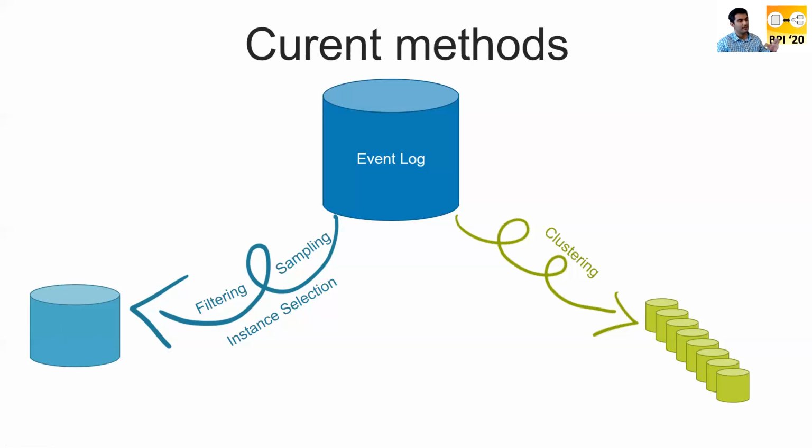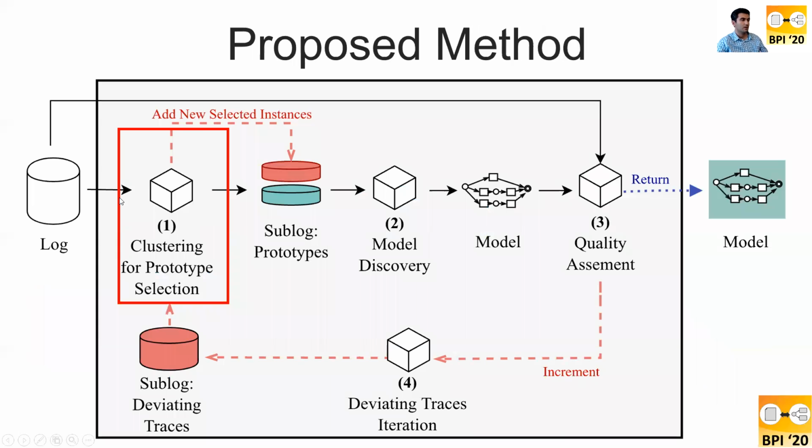Therefore, we aim to give just a small set of unique behaviors to process discovery algorithms. To do that, we use a clustering method, and we use an incremental method. Here you can see the schematic view of our proposed method. The input of the method is an event log, and the output is a process model. So first, we propose to cluster traces in the event log.